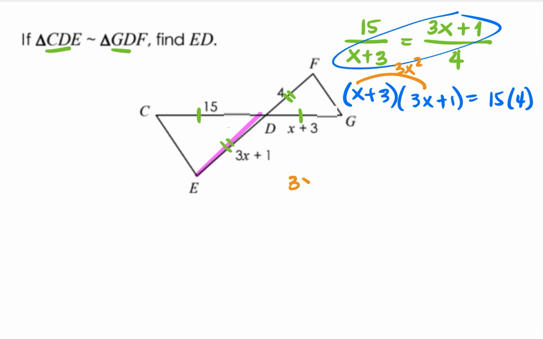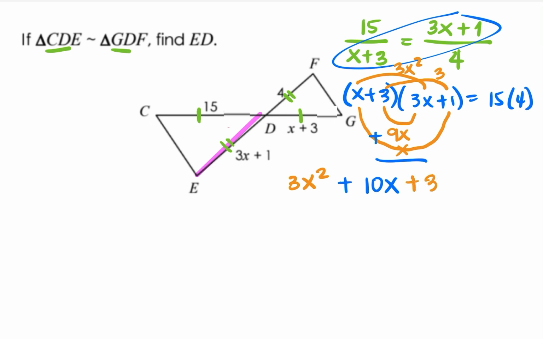Multiplying 3x times x, that's 3x squared. 3 times 3x is 9x. x times 1 is x. This will always be addition because we're combining like terms. That would give us 10x. And then multiplying the last terms, 3 times 1 is 3, so that would be plus 3. And on the other side of the equation, 15 times 4 is 60.